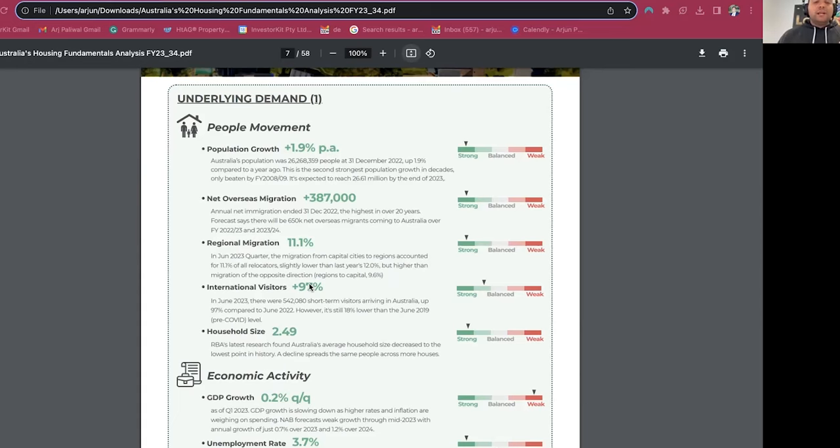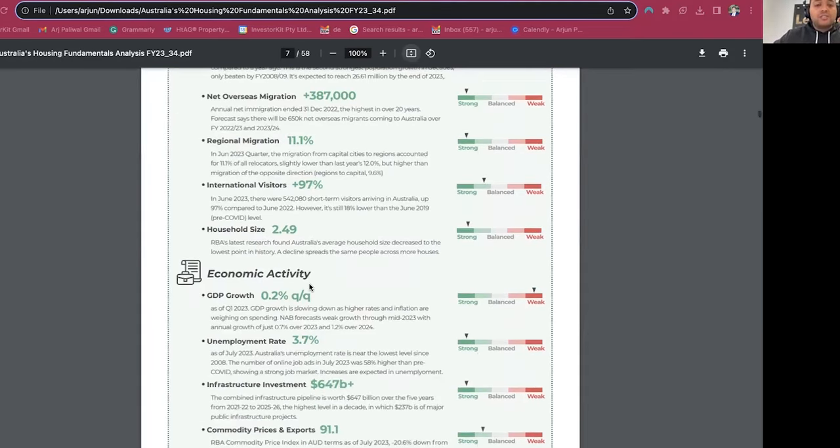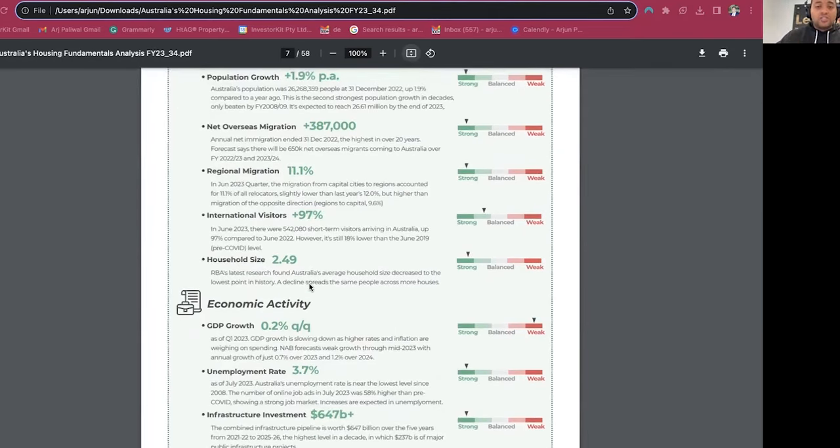Led by overseas migration, regional migration is still positive, whilst it's not the crazy highs of, sort of 12% in the COVID period. It's still very high in the relocation. So expect that regional migration to be very healthy. International visitors are obviously booming. So now it's not just long stay, it's short stay as well.